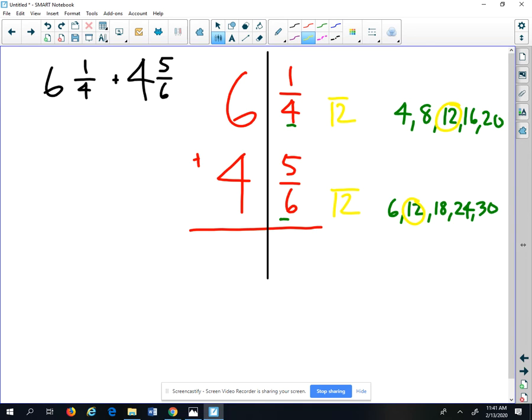Count how many times the old denominator goes into the new denominator. Then multiply the numerator by that number. That will give you your new fraction.